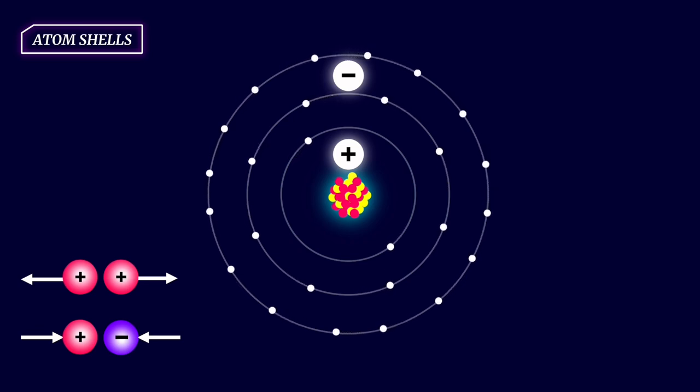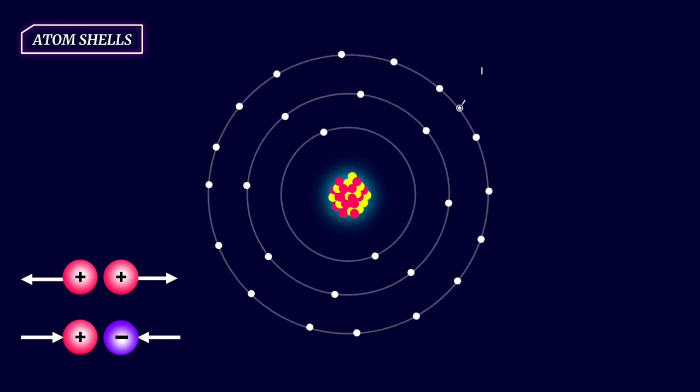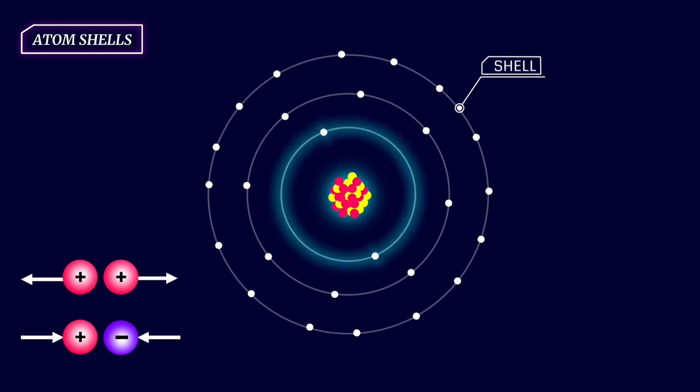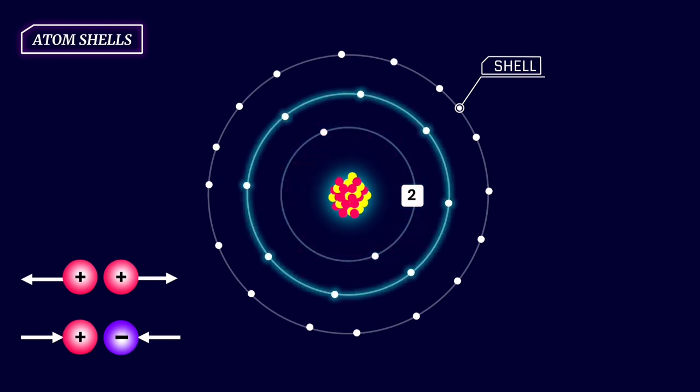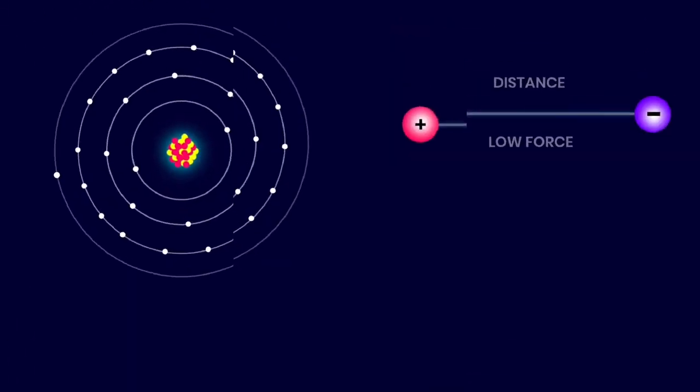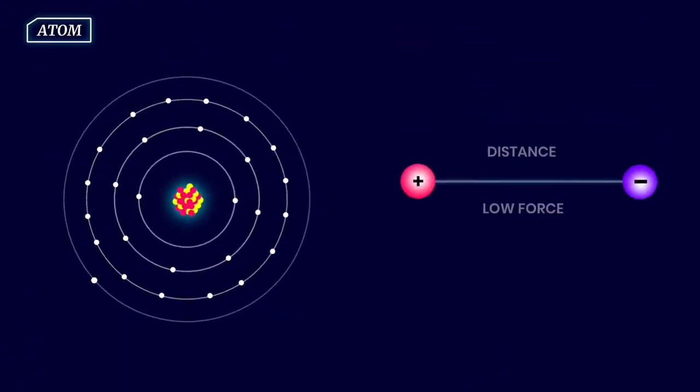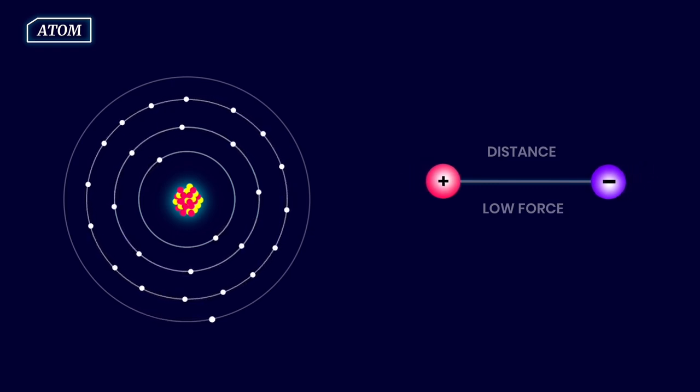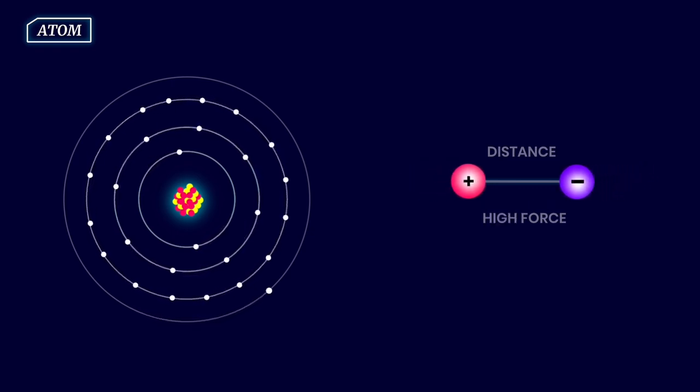Electrons orbit the nucleus, but at different energy levels, also known as shells. The shell closest to the nucleus can hold 2 electrons. The next shell can hold up to 8 electrons, and outer shells can hold even more. The amount of force acting on 2 charges depends on how far they are from each other. The closer 2 charges get, the greater the force becomes.